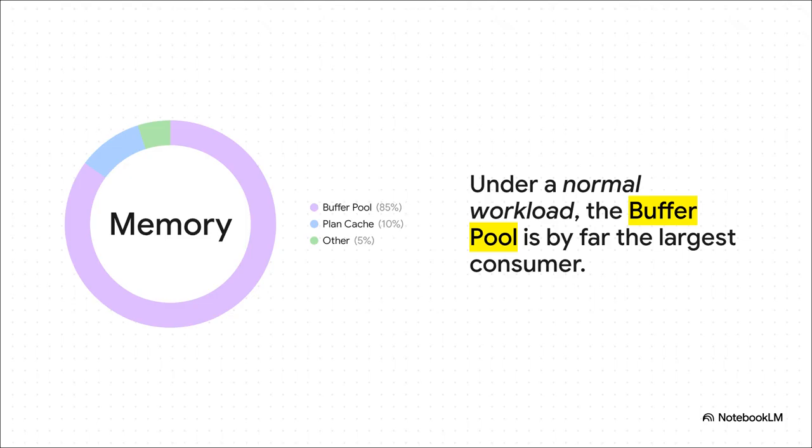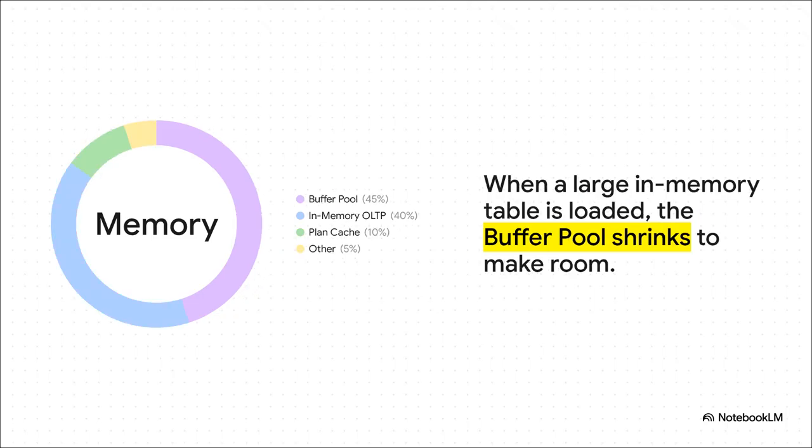And then you've got smaller but still critical slices for things like the plan cache. But here's the really cool part. This system is completely dynamic. Let's say we suddenly create a huge in-memory table. The clerk for in-memory OLTP goes and requests a massive chunk of memory. And to grant it, SQL Server actually shrinks the buffer pool to make room. It's like the warden clearing out an entire wing of general population to build a new high-security unit. This internal negotiation happens constantly, all behind the scenes.